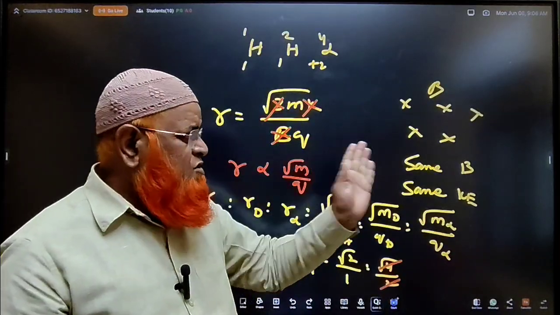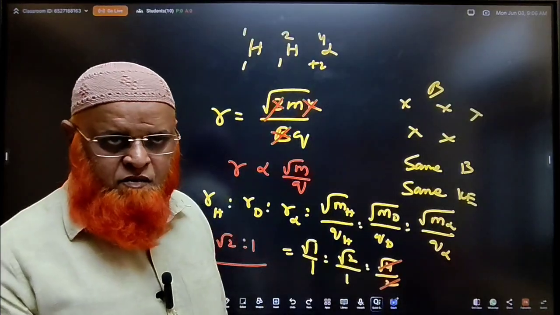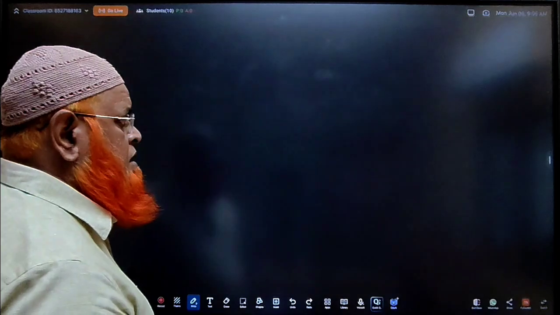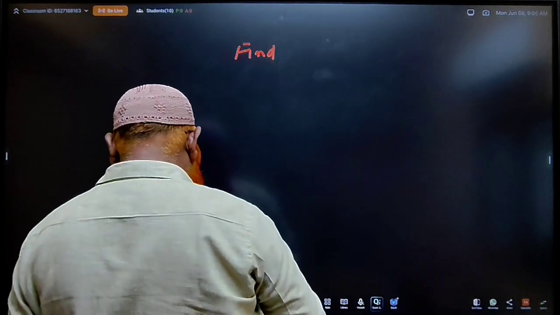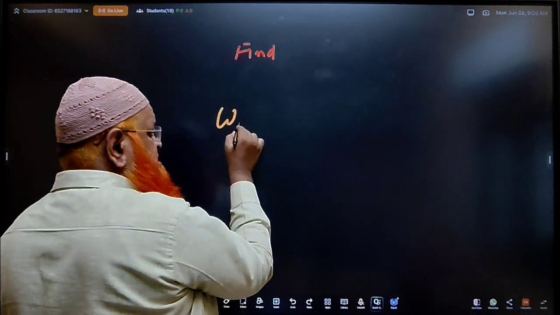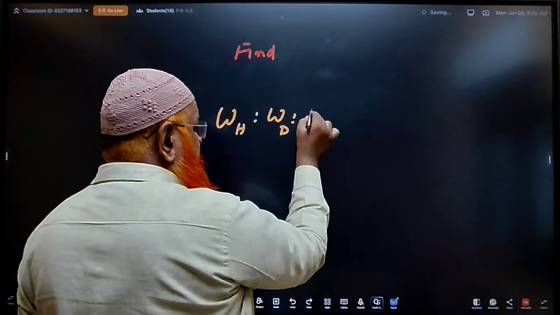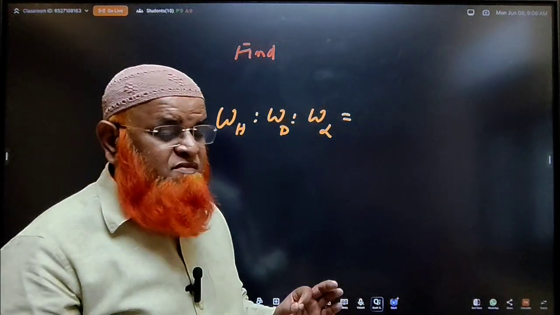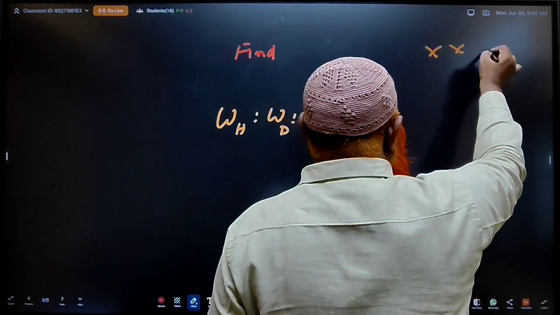When three particles enter into the same field with the same kinetic energy. Understood what I'm saying now? Okay, so next, what type of problems may come here? Find the ratio of angular velocities of hydrogen, deuterium, and the angular velocity of alpha particle. When they enter into the same field, all three particles enter into the same field.